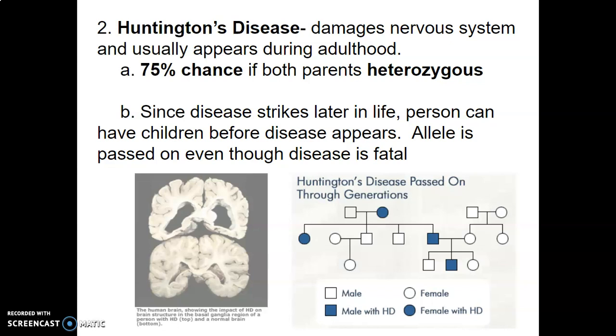All right? Since the disease strikes later in life, the person can have children before the disease appears. Now think about it. If you and your partner both had Huntington's disease, you probably wouldn't want to have children because you know there would be a high chance that they would pass it on. Now you still might, and you just go on with that. But what you normally see is people have children before Huntington's disease comes about, before you see it. So they most likely, 75% chance at least, pass it on to their offspring.